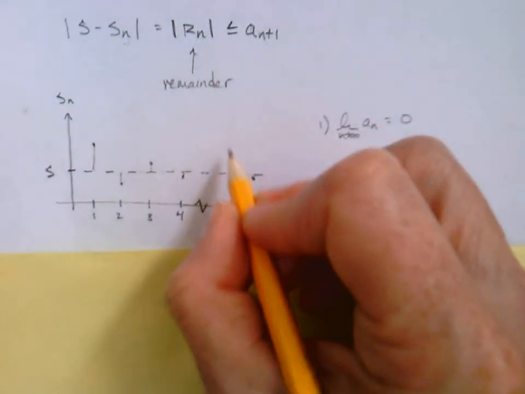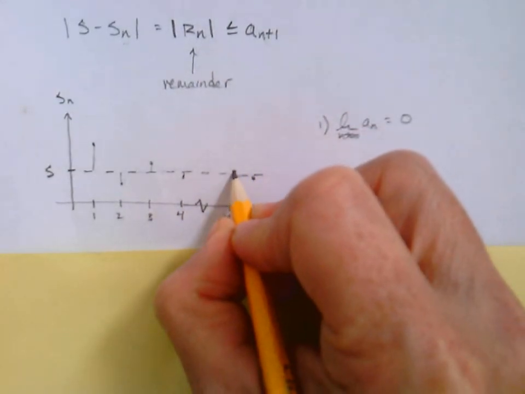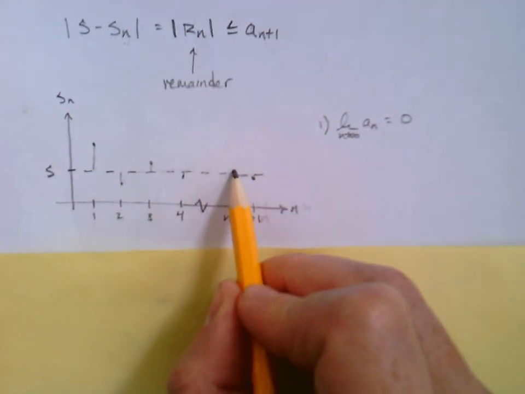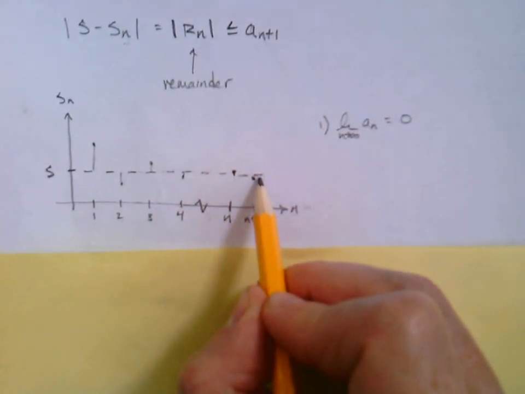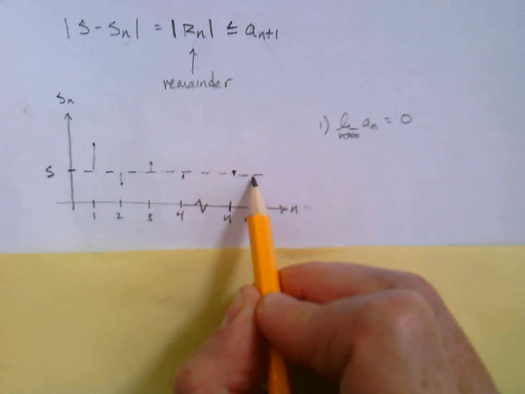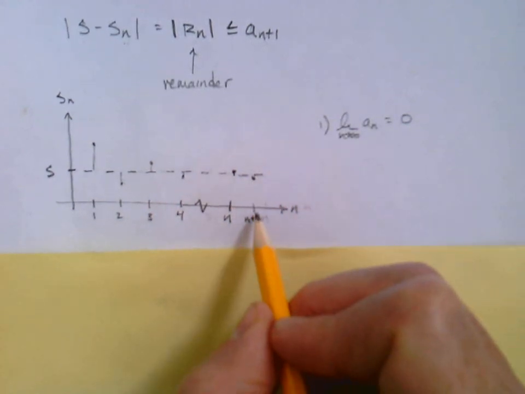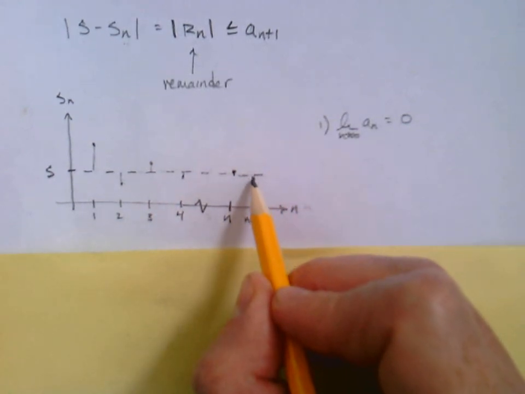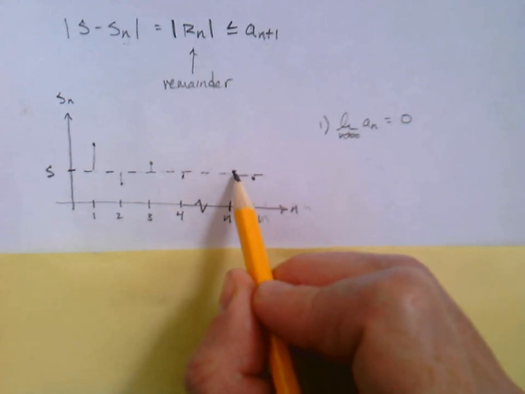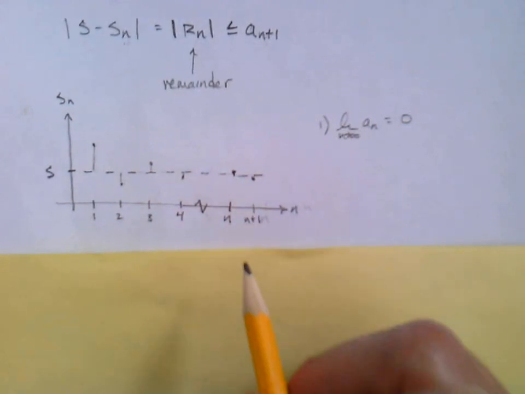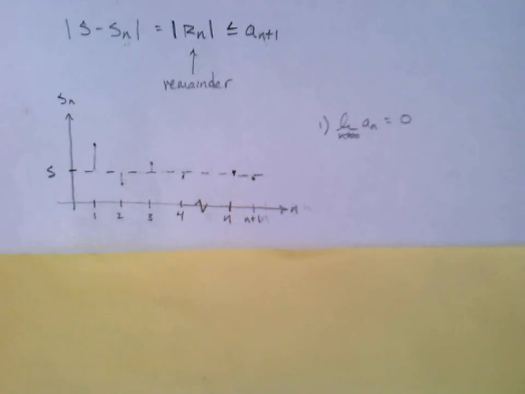So the remainder, like the error, is this little distance, but n plus 1 caused me to jump further than that. So if I can figure out the value of that term, how far I jumped, I know the error was something less than that. Okay, hopefully that makes sense.